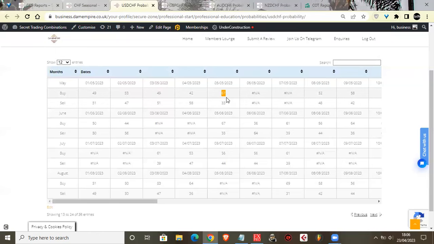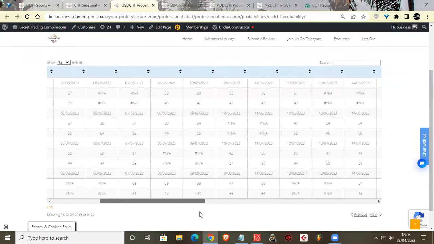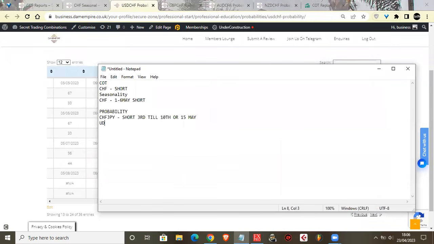Yeah, we get it on the 5th, right? We got that 67% on the 5th, and then it goes all the way through the week after. Beautiful. You can see the week after, everything goes straight up in our favor. So what we'll do is USD JPY, no, here's the CHF long from the 5th till... Same applies 10th or 15th of May, right?